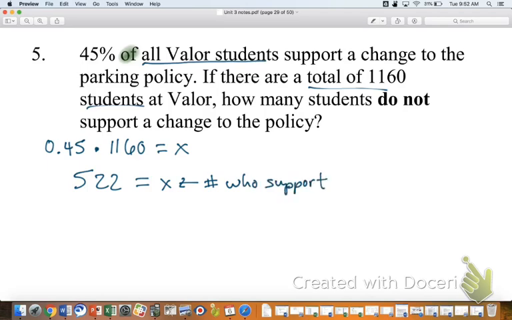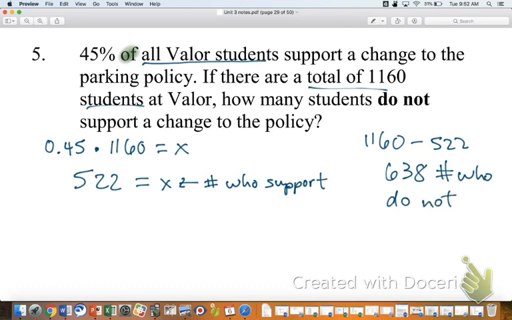Okay. So then that's not really answering the question. How would I figure then how many don't? I've got to subtract from what? The total. So I'd go 1,160 minus the 522. You obviously do this on your calculator. It's 638. So 638 students is the number who do not.